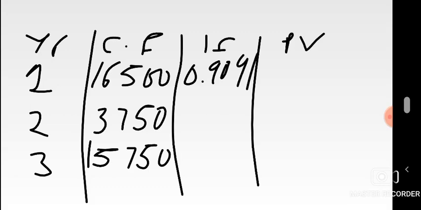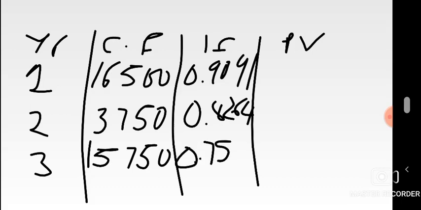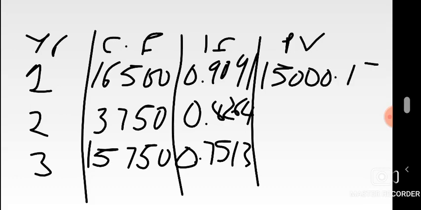Year 2's discount rate will be what? Year 2's discount rate is 0.8264. The third one, year 3, will be, just check your tables again, 0.7513. Then you start converting each to the present. For the first one, you will notice that it should give you 15,000.15. The next one is 3,750.